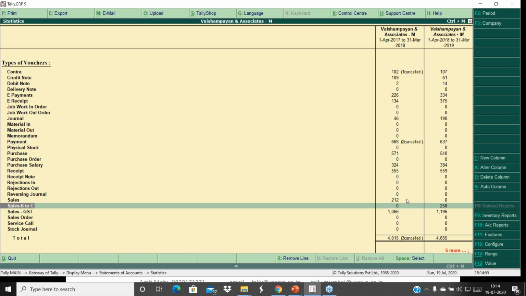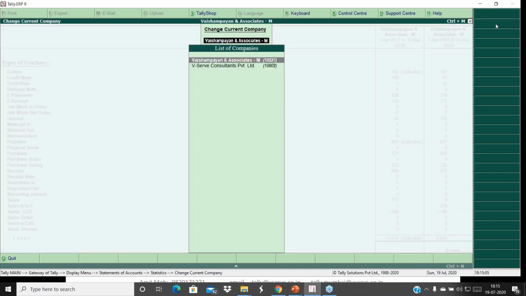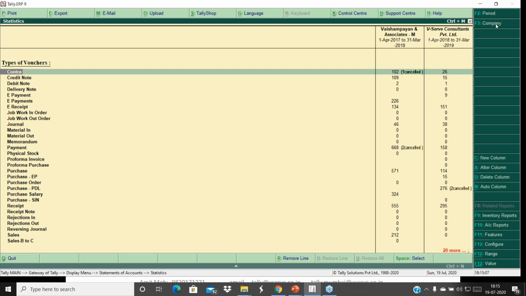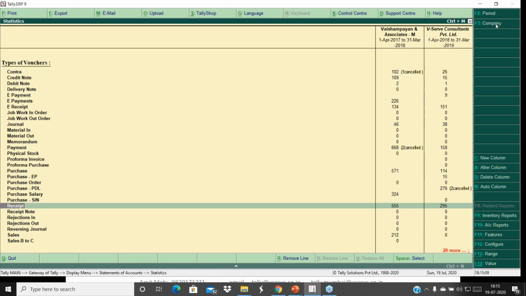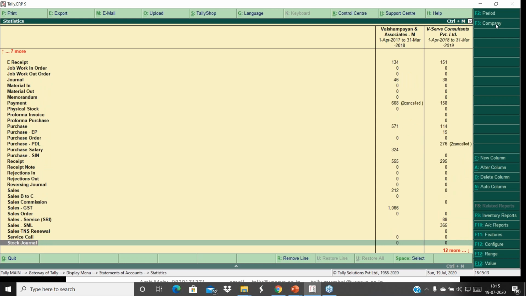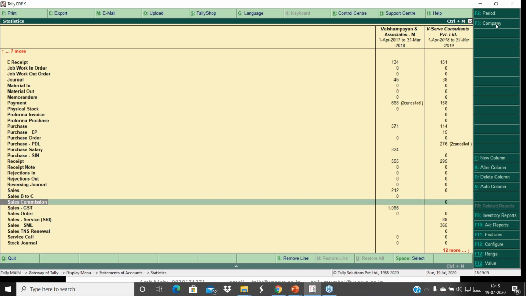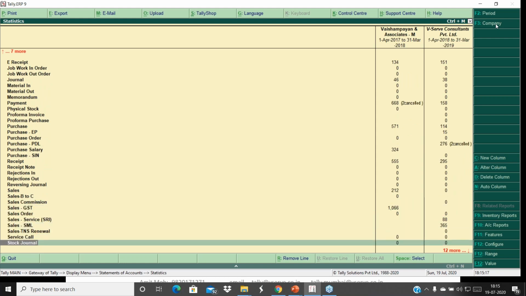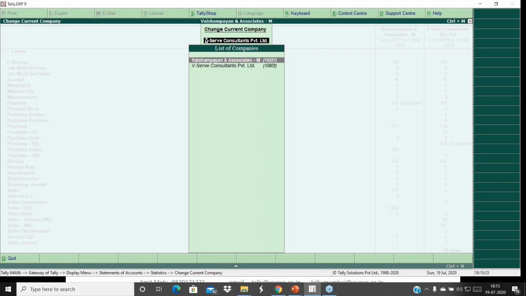So this one report becomes very critical for us to know how many transactions are happening. Similarly, if you change the company, we can see the similar report for the other company as well. Let me shut this company.